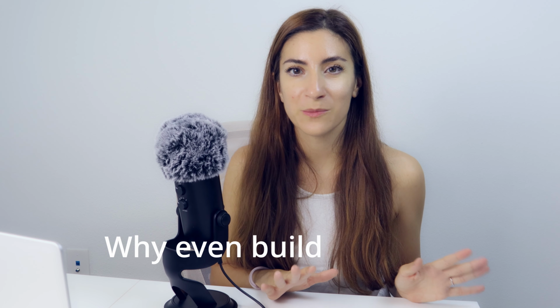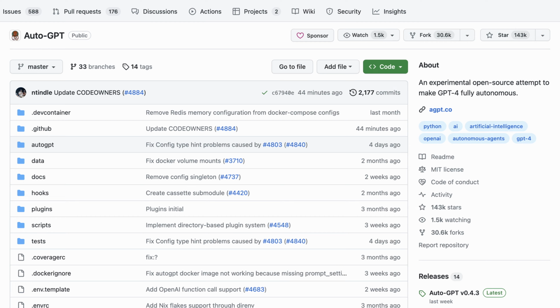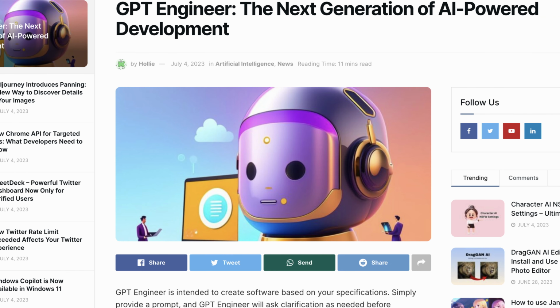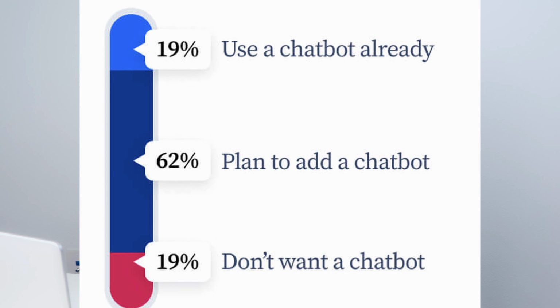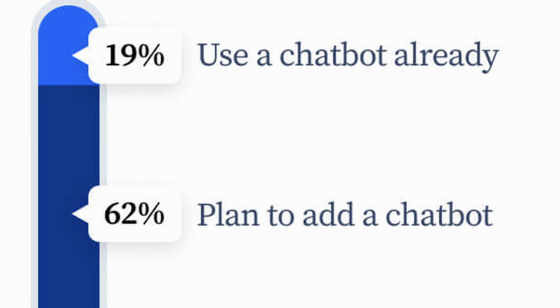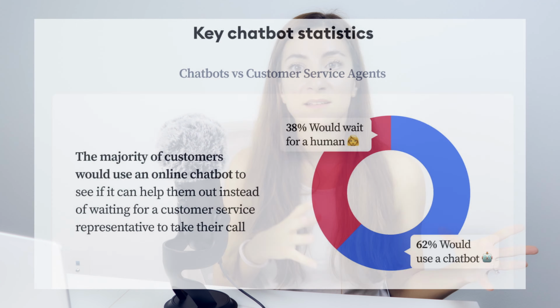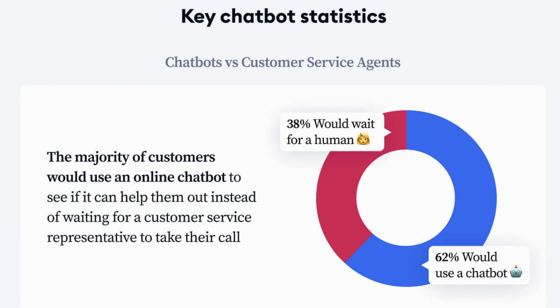But first, why even build a chatbot? There's so many way more exciting things like autonomous agents, for example, AutoGPT or Baby AGI or GPT Engineer. Well, according to Tidio, in 2023, only around 90% of businesses were taking advantage of chatbots. Meanwhile, a whopping 62% were planning on jumping on this bandwagon. So what's even more interesting is that the majority of users, again, 62% of them to be precise, are ready and willing to chat with a chatbot.